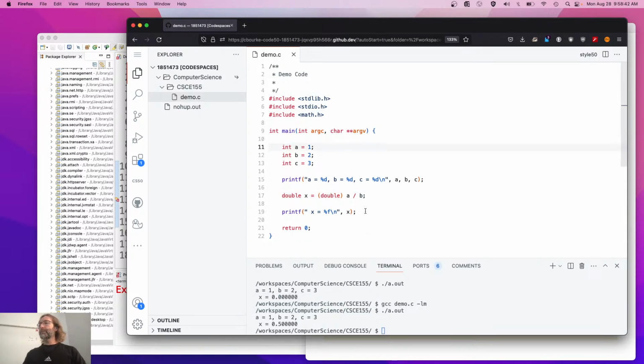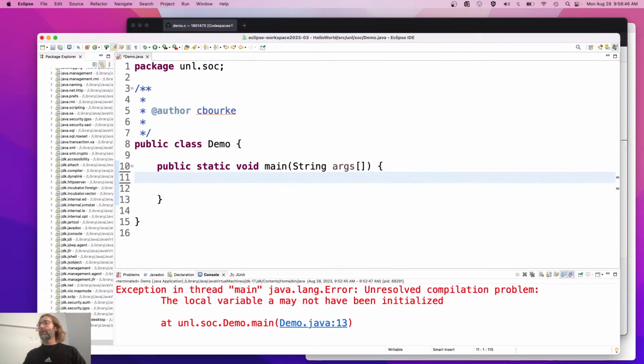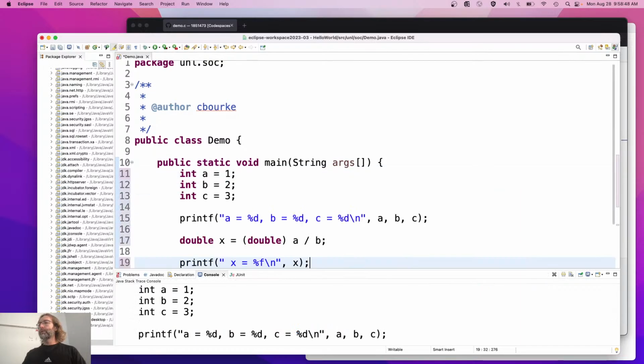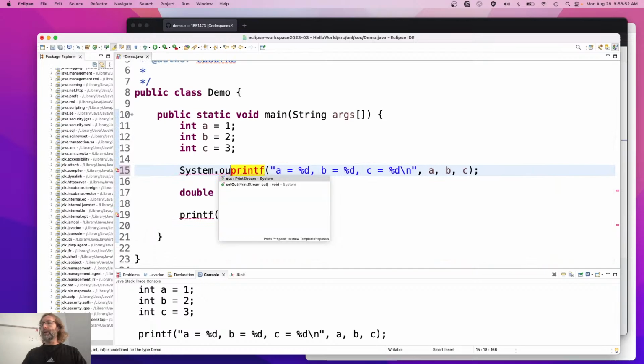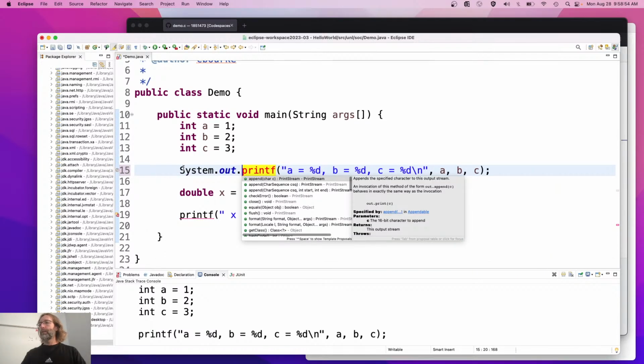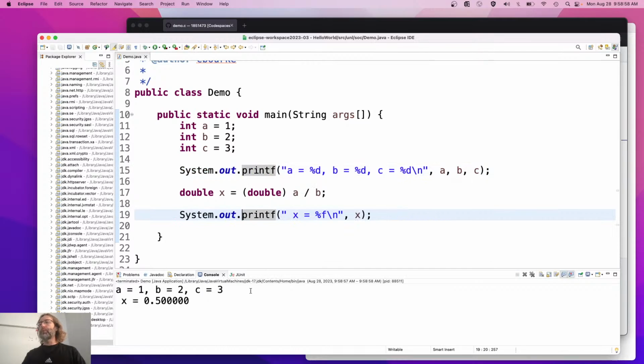What happens over here in Java? Oops. There we go. And let me just go ahead and type System.out and copy that over there. Same thing, we're going to get 0.5. But if I did not have that typecast there, okay, fine. There we go, 0.0. Same thing. Sometimes Java does catch things.